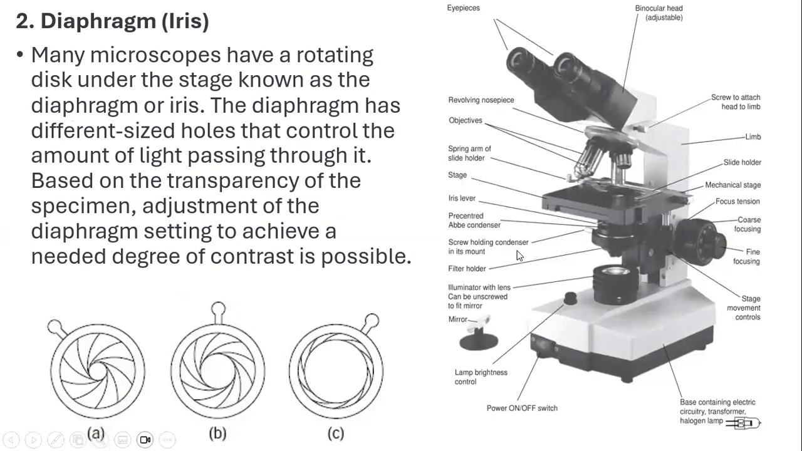Next is the iris diaphragm. The diaphragm is present below the condenser lens, and it has different sized holes that control the amount of light that can pass through. There is also a lever present. By moving the lever, you can control the size of the aperture so that you can control the amount of light that passes through the diaphragm and will be projected on the sample.